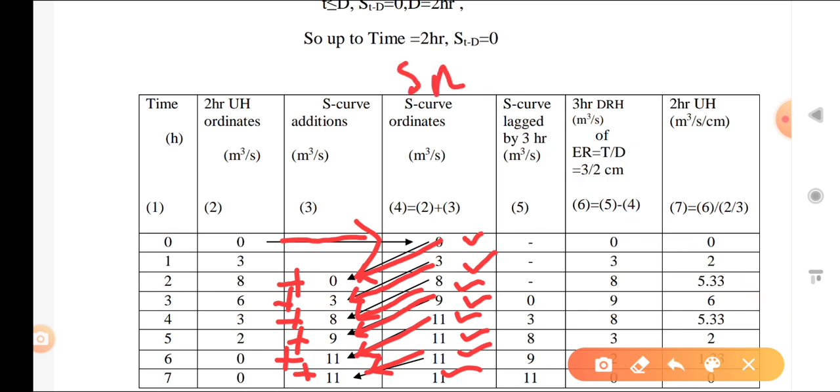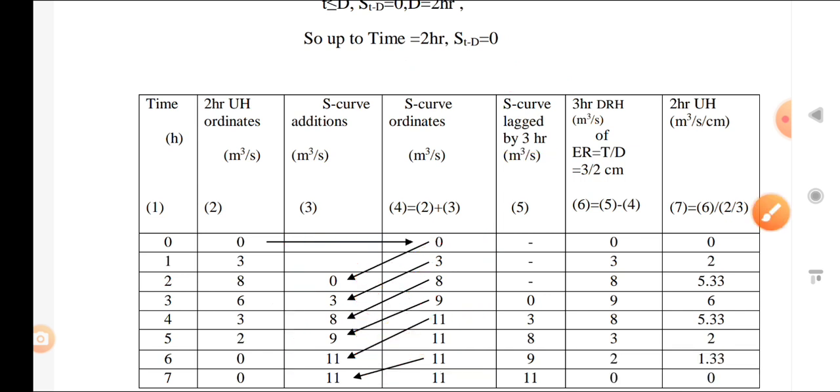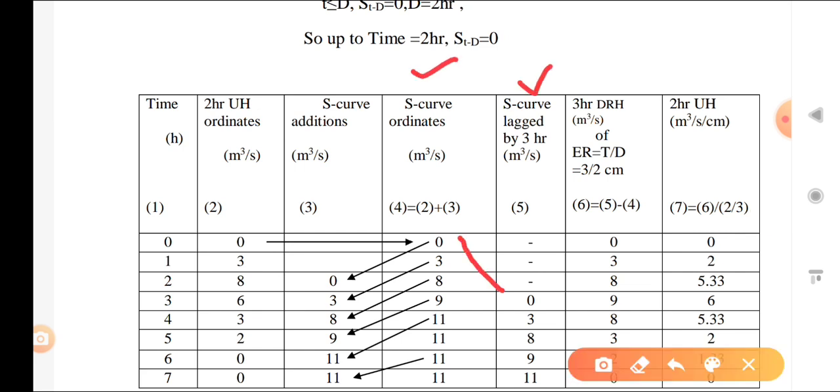Now we have to find SB. How are we finding SB? We are finding SB lagged by 3 hours, because the required unit hydrograph is of 3 hours. So we have to lag that SA by 3 hours. So you can see like that, that 0 goes to the 3. Now 3 goes below, the 8 goes below, then 9 goes below 8, then 11 goes below the 9.